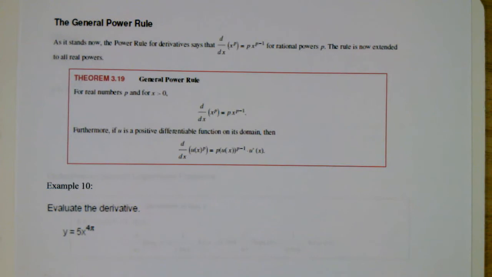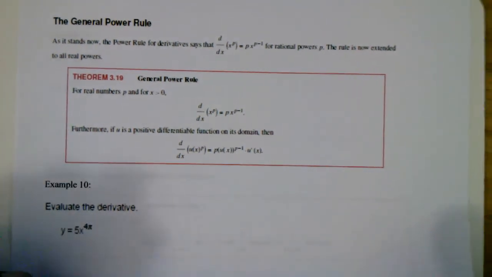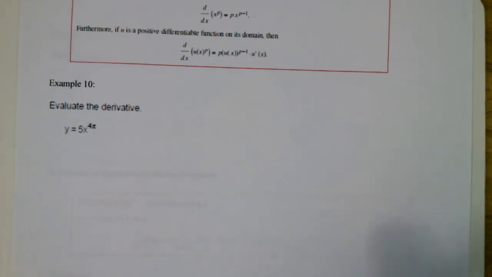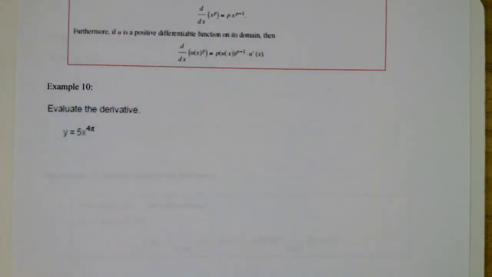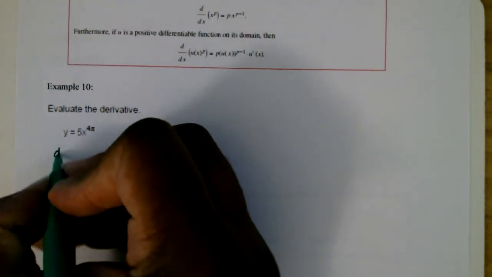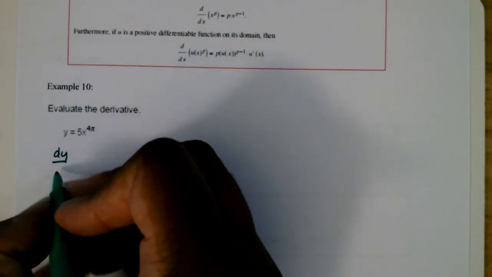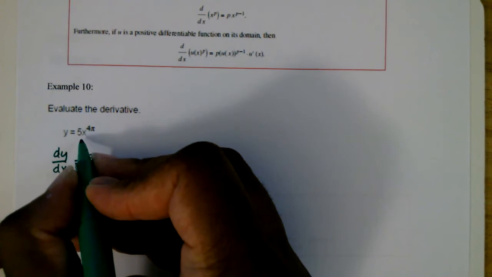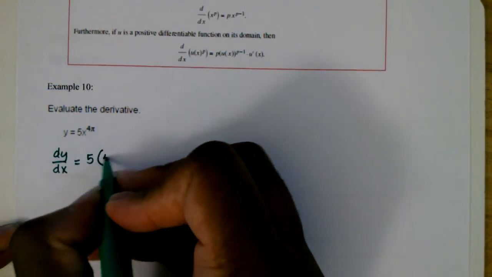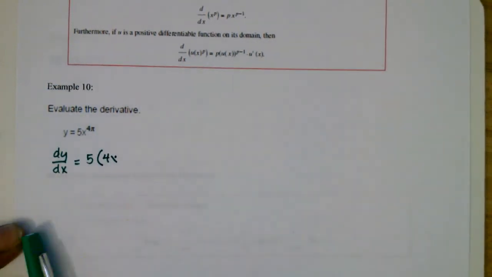All right, so now let's look at example 10. In this case here, we got y is equal to 5x raised to the 4 pi. Now keep in mind, pi is a constant. It's not a variable. That is a constant. So we're going to apply that power rule here. So to find dy/dx, we keep the 5, but we bring down the 4 pi that's in front.